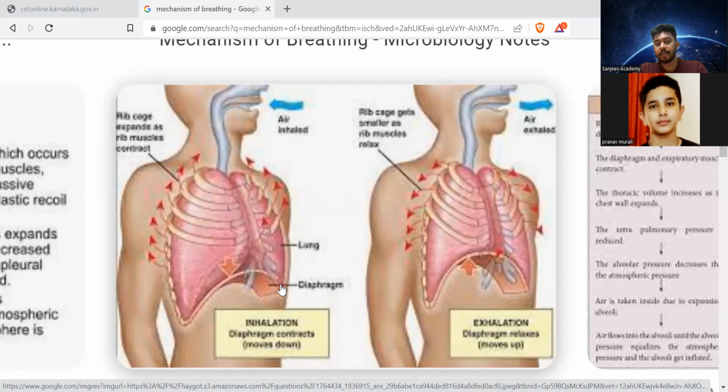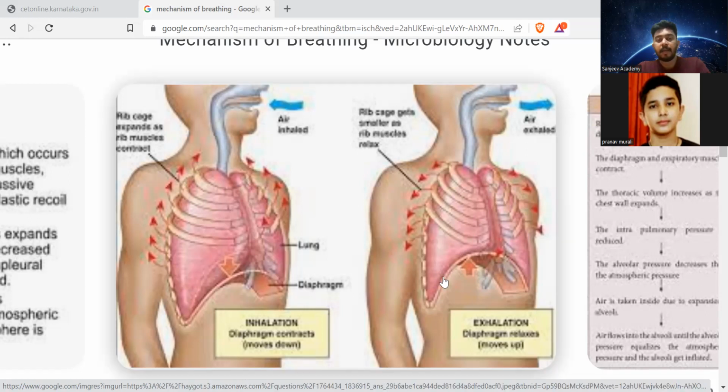But you can see here, the diaphragm is getting contracted. It is moving down from its original shape during inhalation. But when we exhale, the diaphragm relaxes. So it moves up.